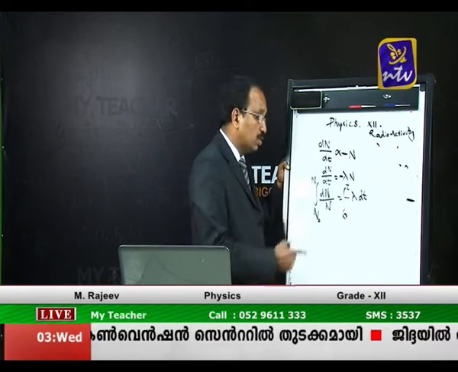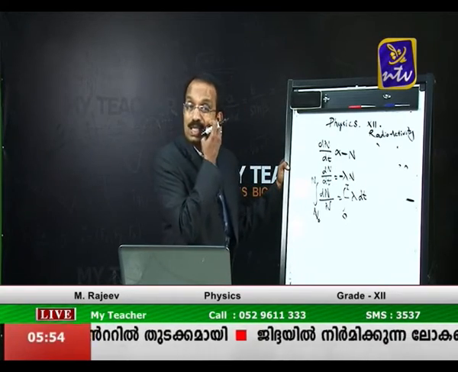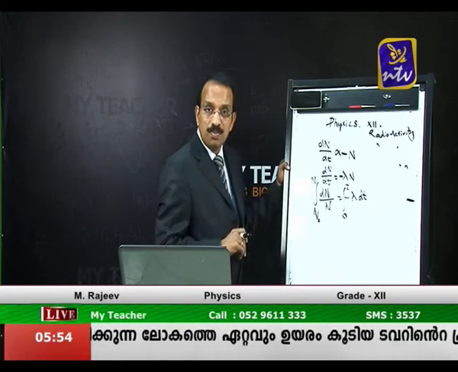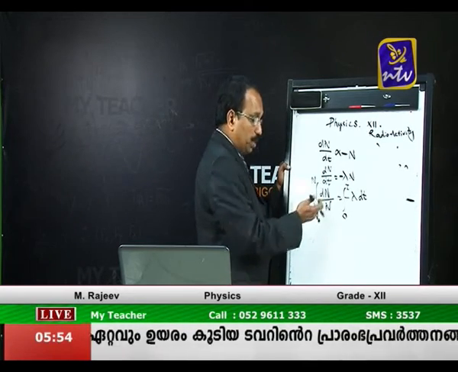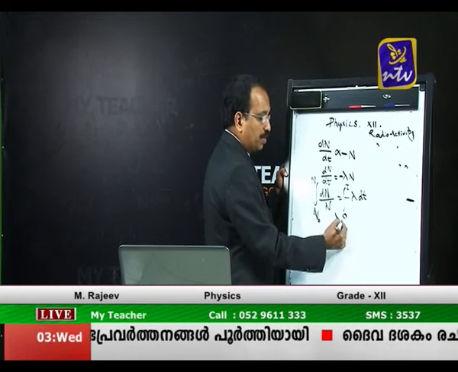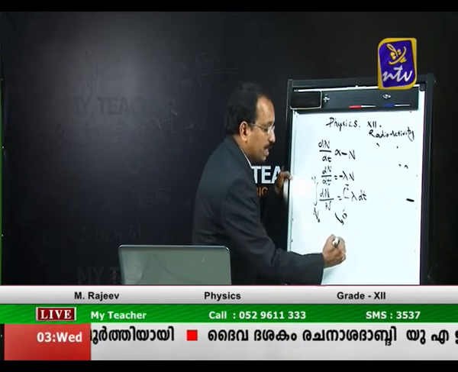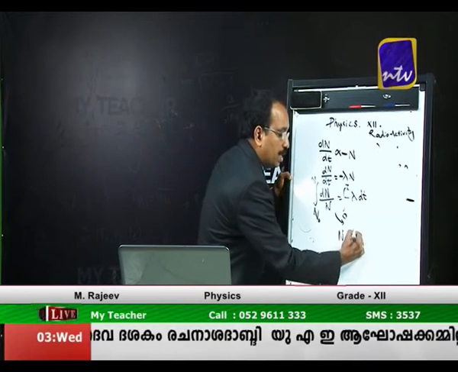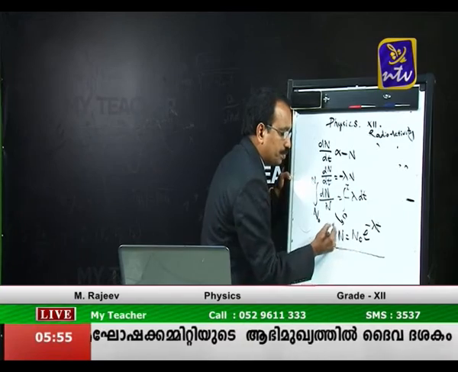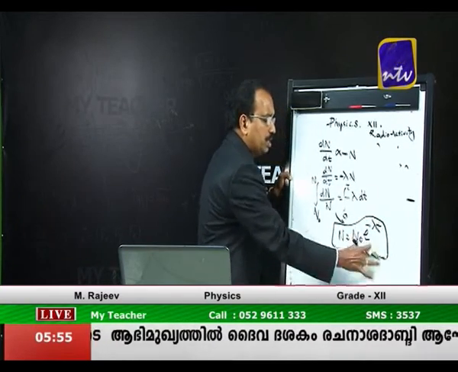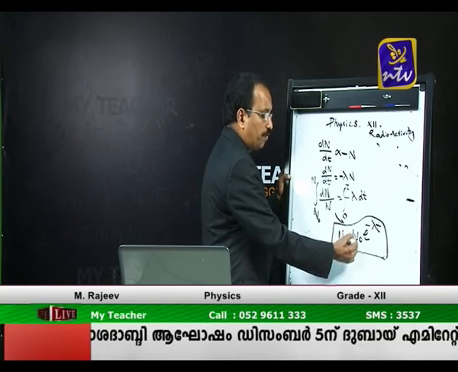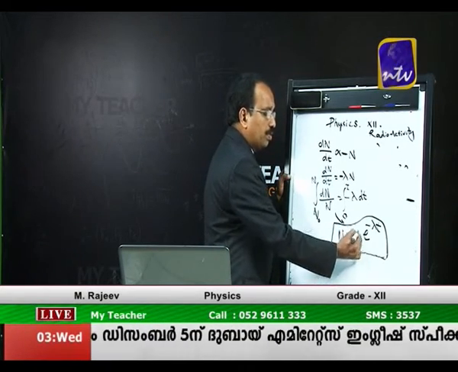The integration of 1 by x dx, which you must be familiar with, is ln x, the natural logarithm of x. Using that identity, on integrating we get the expression N equals N0 e raised to minus lambda t. This equation is the expression for the law of radioactive decay: N equals N0 e raised to minus lambda t.